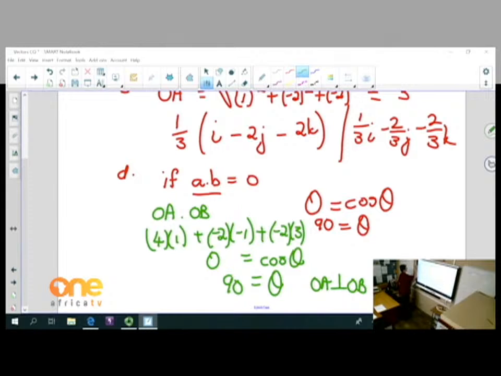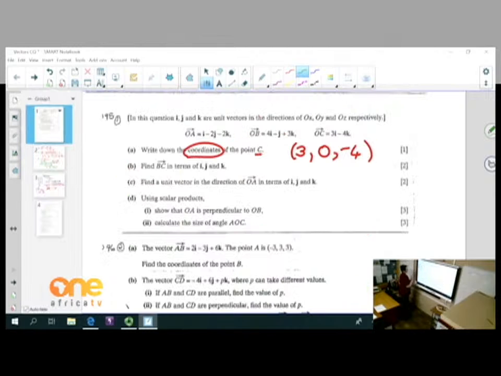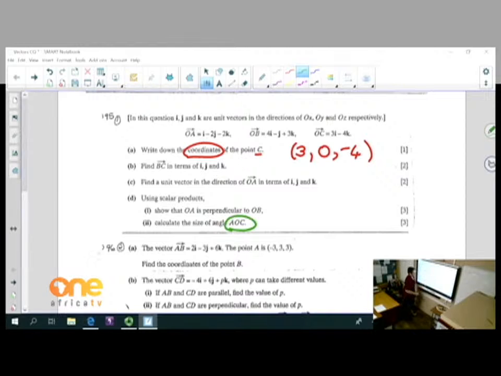Now, the last part of the question is number D, where we have to find angle AOC. So it will look like this. This is what I showed you just now. AOC with vectors arms out. So it is the vector OA and the vector OC, which we already have there, with which we can work then.